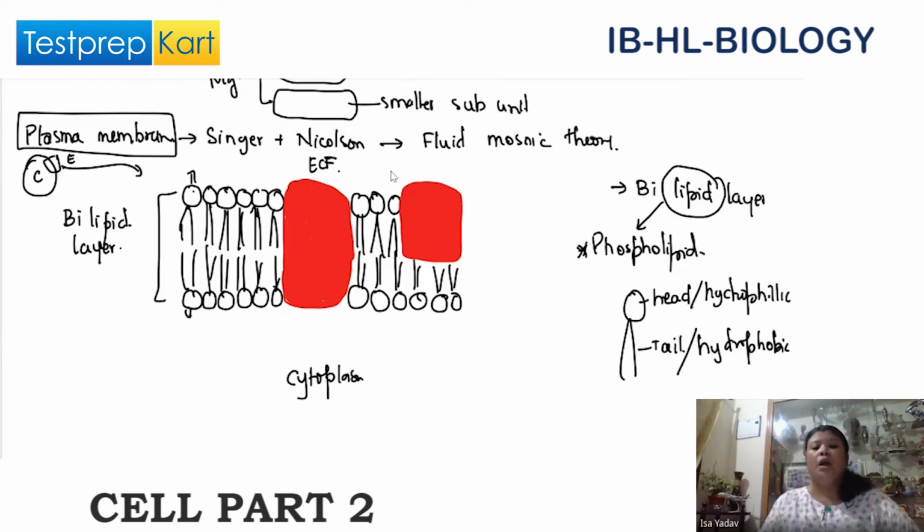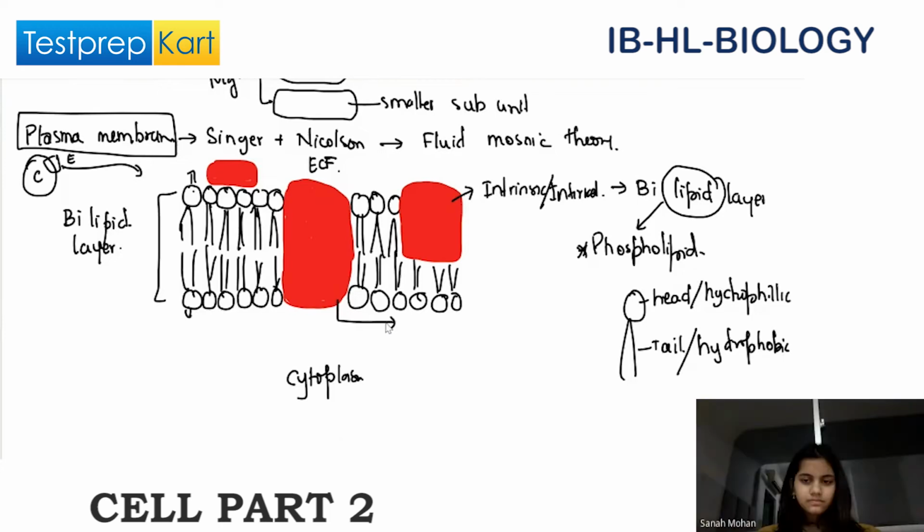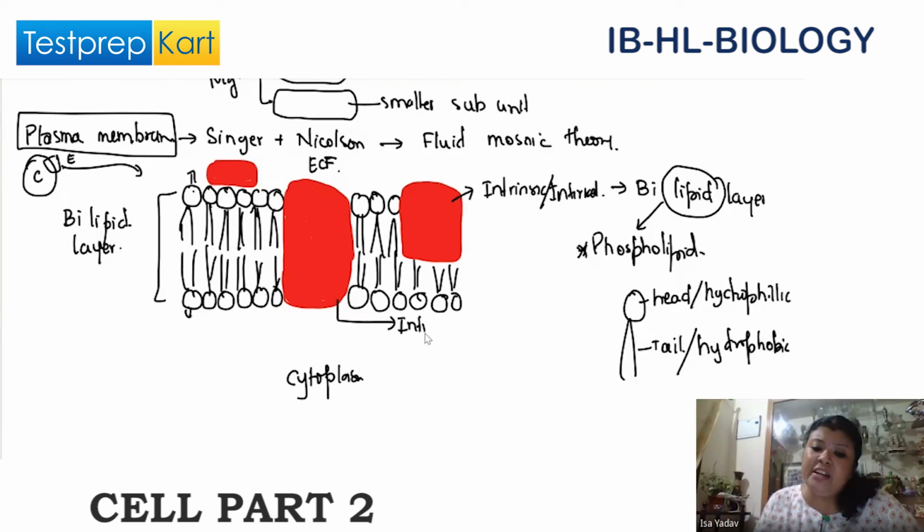Okay, proteins. Some proteins will be present on the outside as well, like this. Okay, so this protein is inside the plasma membrane, but only halfway. It is called an intrinsic or internal protein. Similarly, this one is also called an intrinsic or internal protein.